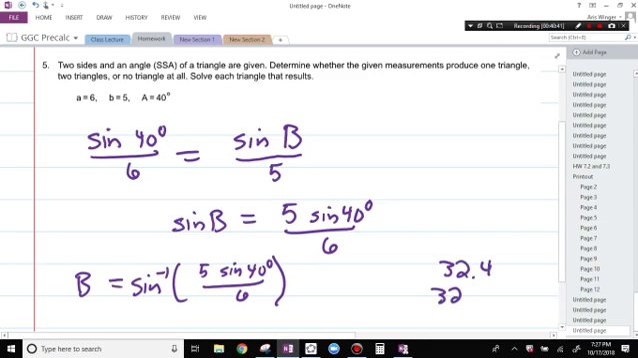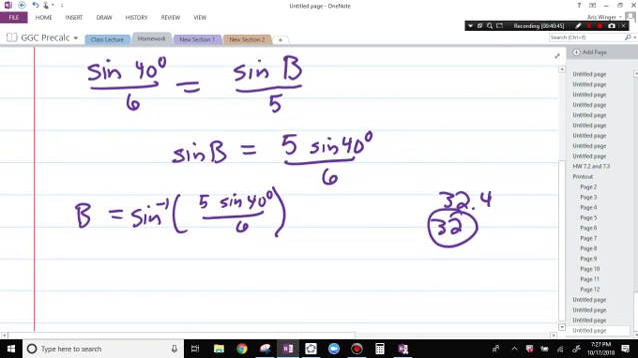32.4, but we want the nearest, 32 exactly. We do need to practice that. Try and put that in your calculator, see if you get 32. On the TI, you press the inverse sine button, it gives you the parentheses. It doesn't hurt to put another set of parentheses: 5 sine of 40, close parentheses, divided by 6, close parentheses.